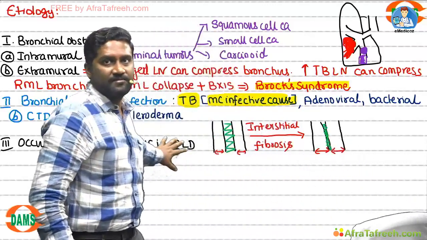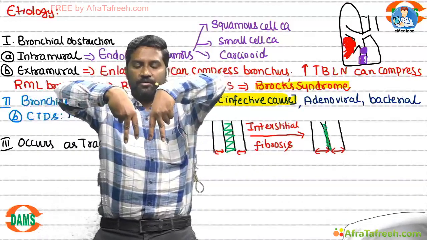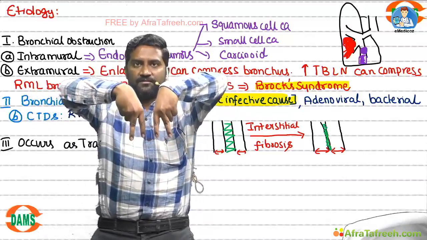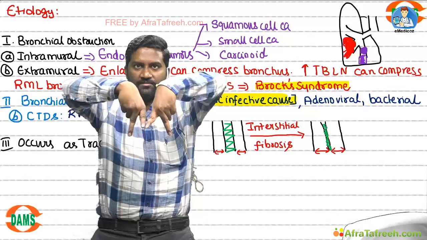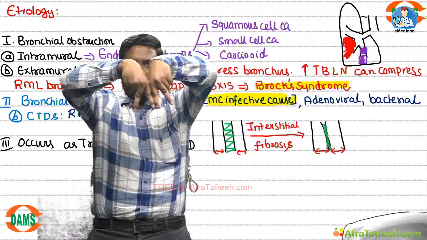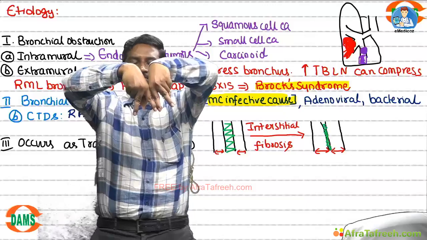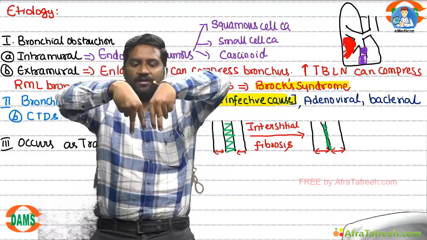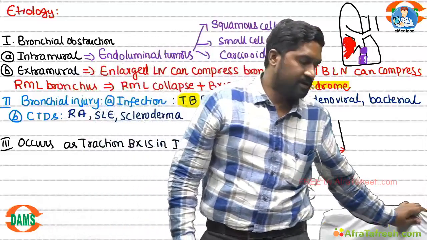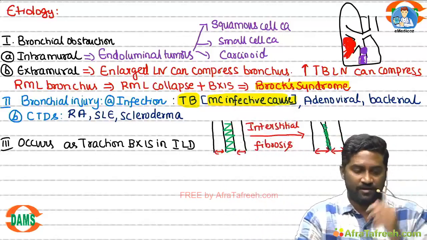Try to understand this simple mechanism. Initially there were two airways like this. In between them there was interstitium. Now because of interstitial fibrosis, the medial ends are pulled together. Because of that, what has happened to the diameter of the airway? It has increased. So this is bronchiectasis. Why has it happened? Because of pull of medial ends together. This phenomenon is called traction. So it is called traction bronchiectasis.